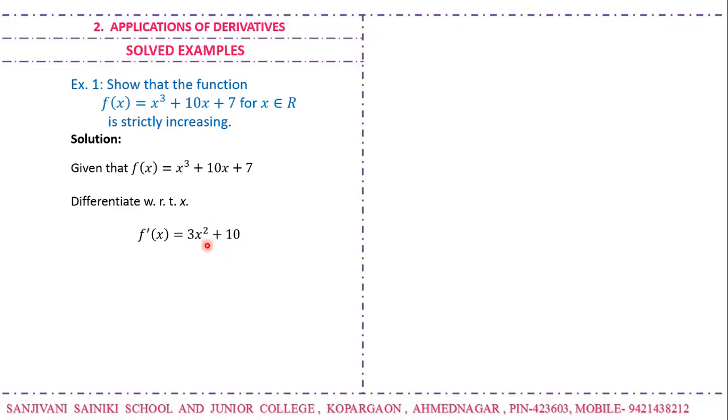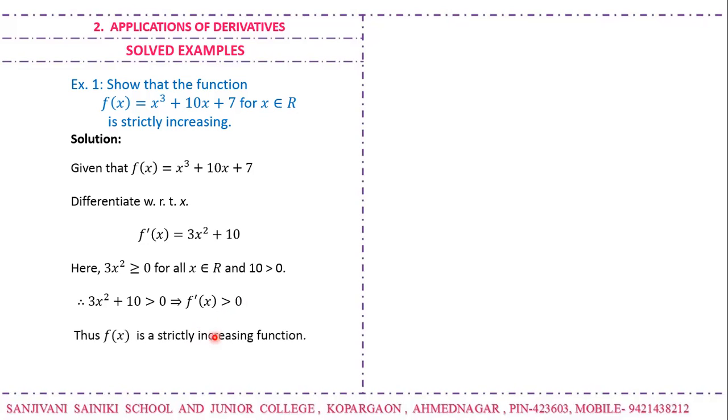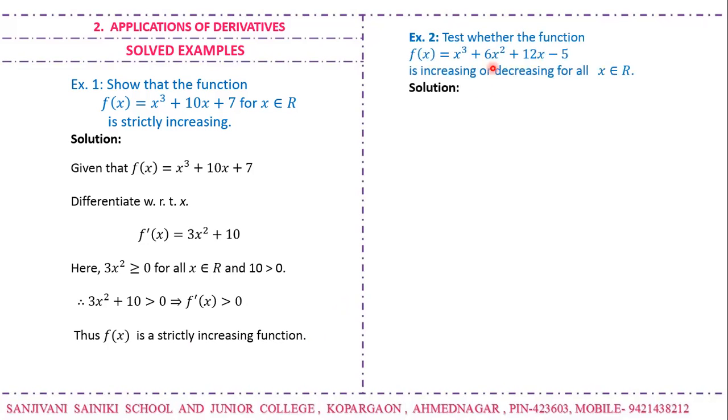Now here 3x square. If we put any value of x, we have to take its square, and a square is always positive. So 3x square is also positive for every x belongs to R. So their sum is also positive for every x belongs to R. Hence, we conclude that this derivative is strictly greater than 0 for any real number x. So the function is a strictly increasing function.